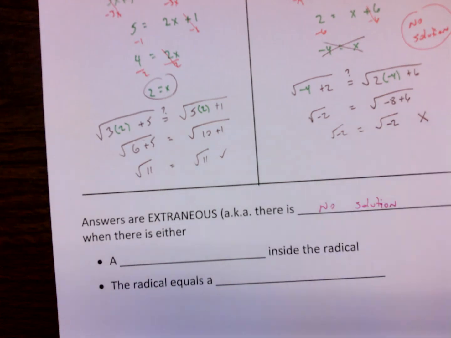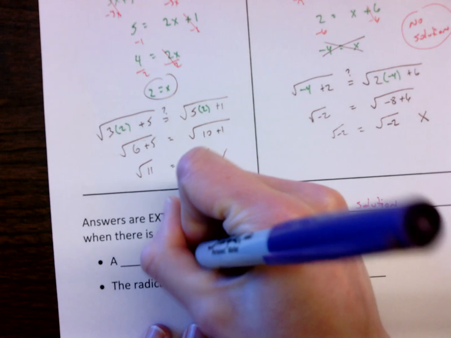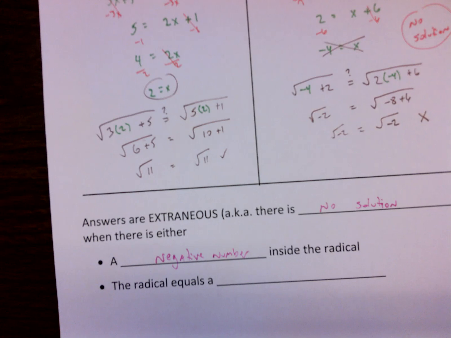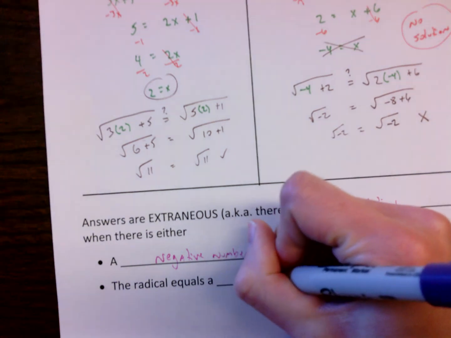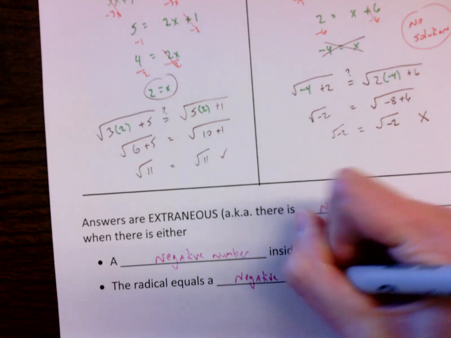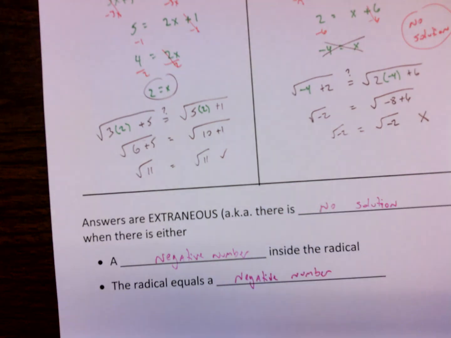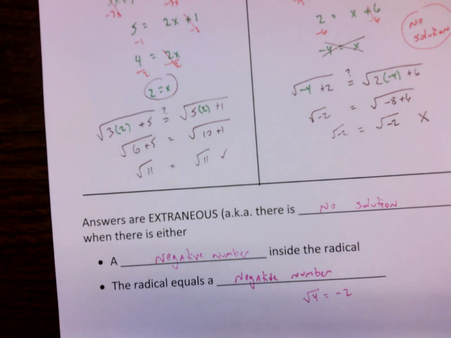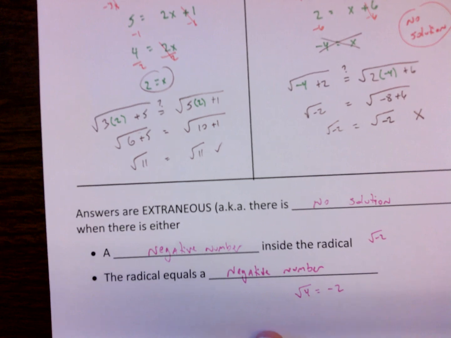Okay, when there is either a negative number inside of the radical, or if your radical equals a negative number. Okay, and we looked at that a little bit before, but an example of that would be if you got the square root of 4 equals -2. So I have a square root that equals a negative number. Okay, or like on this one, it would be when we got the square root of -2. So you can't have a negative inside and you can't have it equal a negative. Okay, so those are going to be your cues.